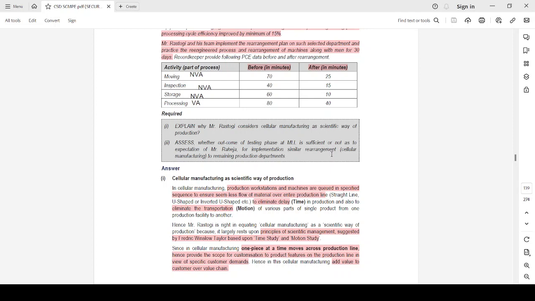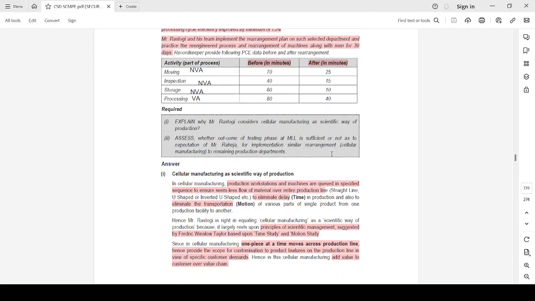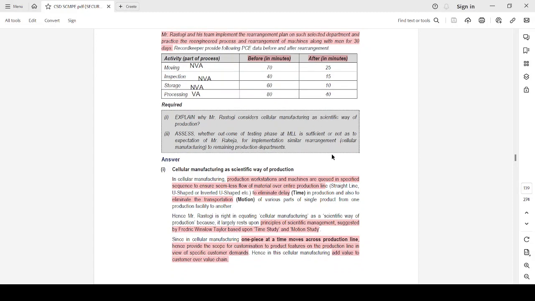So with this we could see there is a drastic reduction in the number of minutes consumed now in the production process. Now we have to explain why Rastogi has called cellular manufacturing a scientific way of production. You could think, why should I explain? But that's fine. We are in an exam, so we have to explain.